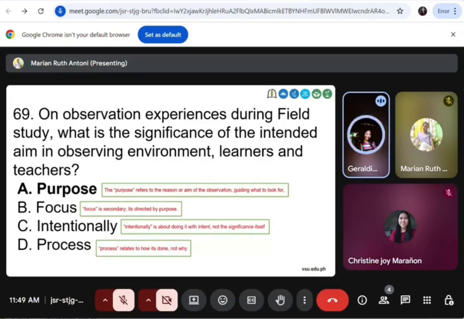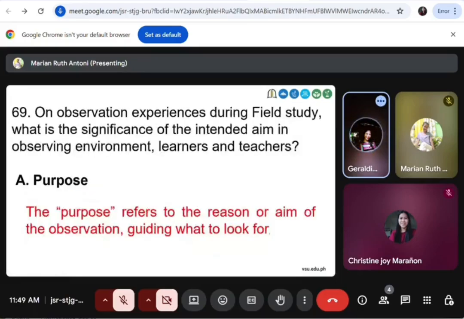It's because letter B, which is focus, is secondary. It's directed by purpose. So why not letter C, which is intentionally? Intentionally is about doing it with intent, not the significance itself. Why not letter D? Process. Process relates to how it's done, not why. Next.